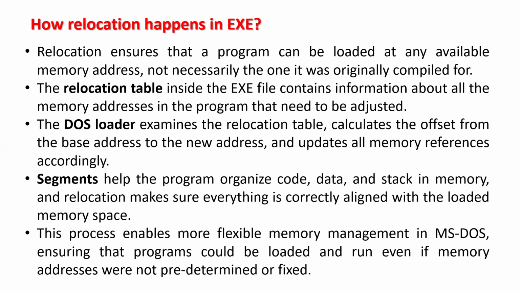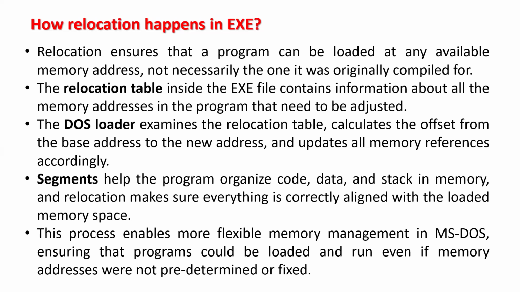To do so, the DOS loader examines the relocation table in the EXE file. It looks for the memory addresses and offsets in the program which need to be modified based on where the program is loaded. While doing this, it has to adjust memory addresses or memory references. The loader adjusts all these addresses listed in the relocation table.